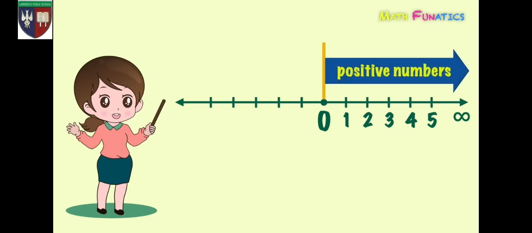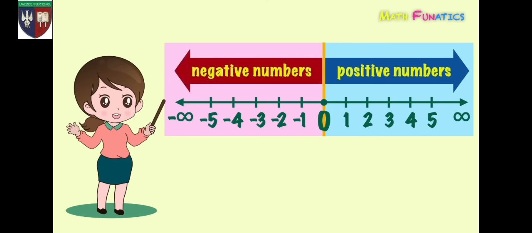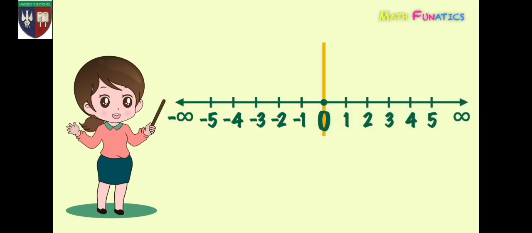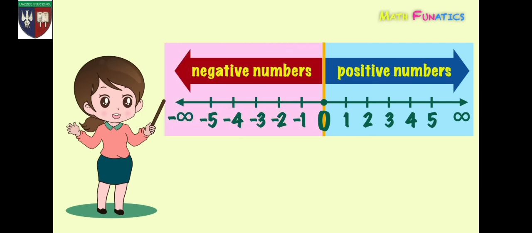On the left of 0 on the number line are these numbers. They are just like a mirror image of the numbers on the right. These numbers are referred to as negative numbers. Again, on the right are the positive numbers, while on the left are the negative numbers. 0, which is found in the middle, is the one that separates the two sets of numbers.